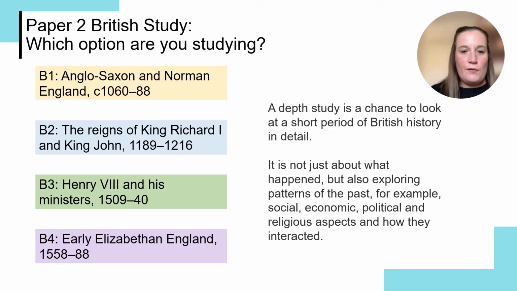Here we have the 4 options available for Paper 2, the British Depth Study. The British Depth Study covers a topic from medieval or early modern British history. So you will either be studying Anglo-Saxon and Norman England, the reigns of King Richard I and King John, Henry VIII and his ministers, or early Elizabethan England.